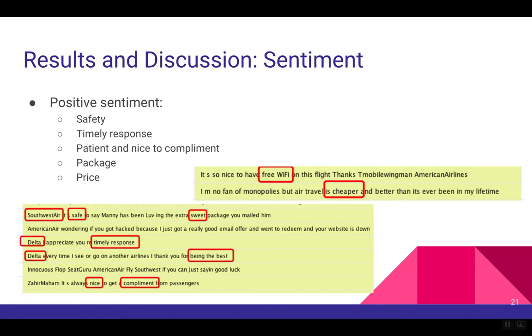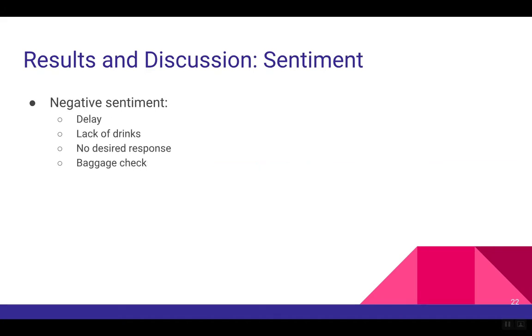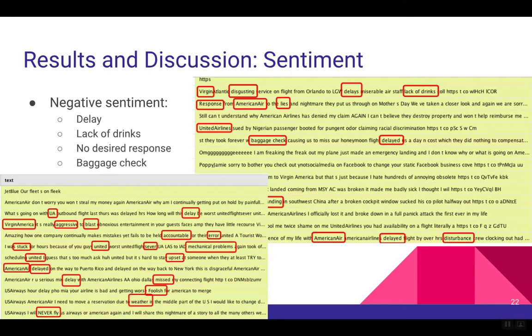So since our sentiment model is based on sentences, we couldn't see lots of differences between the 2015 dataset and the 2018 dataset, but we can see lots of hot topics are in common. For example, for the positive sentiment, customers are satisfied with the free Wi-Fi, cheaper prices, and the safe and sweet customer services. And it's more about timely response, patient and nice compliments, packages, services, and the price. And for the negative sentiments, customers are complaining about the flight delay, the lack of drinks, no desired response, and the baggage check. So these top hot topics are very similar.